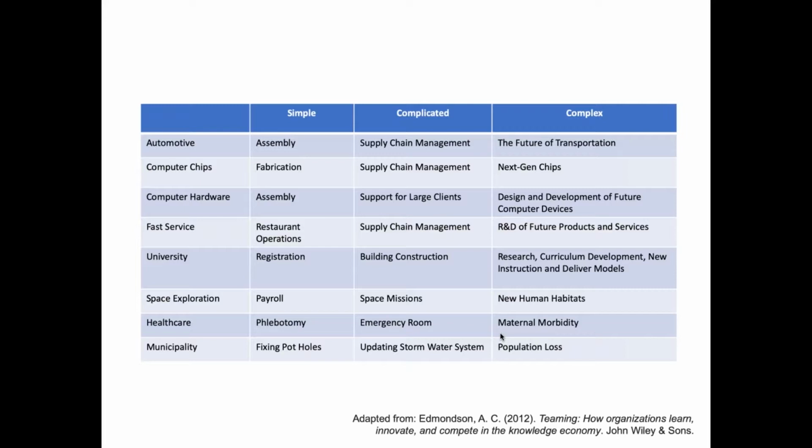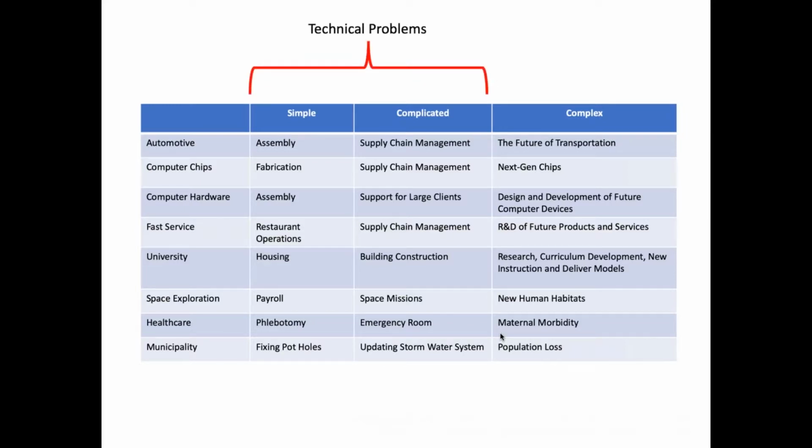That's complex. Maybe some of you are in automotive. Well, assembly, not super simple, but fairly simple. We get pretty good at setting up assembly lines. Supply chain management, well, that can get complicated. We know that. But what about the future of transportation? Well, now that's complex. So let's dig in a little deeper.